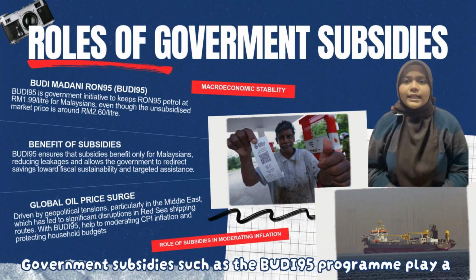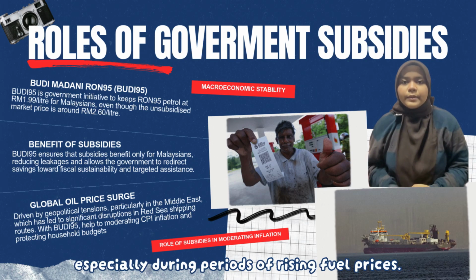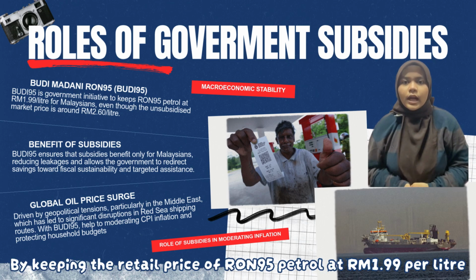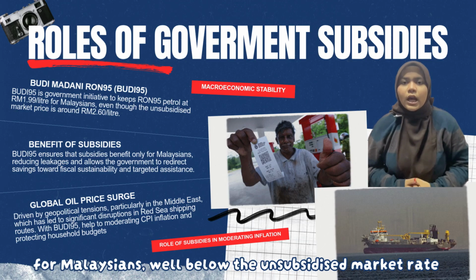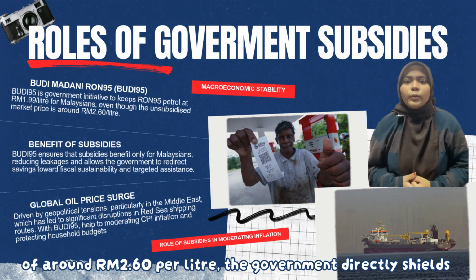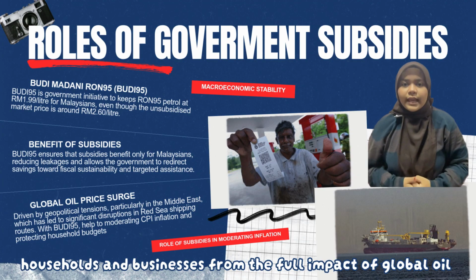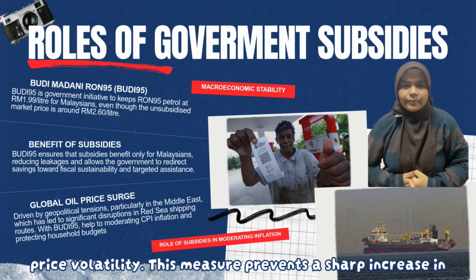Government subsidies, such as the BUDI95 program, play a crucial role in moderating inflationary pressures, especially during periods of rising food prices. By keeping the retail price of RON95 petrol at RM1.99 per litre for Malaysians, well below the unsubsidized market rate of around RM2.90 per litre, the government directly shields households and businesses from the full impact of global oil price volatility.